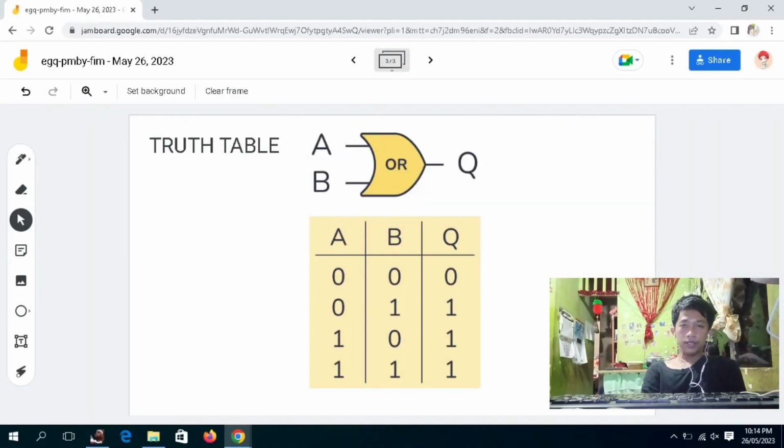So our last logic gate is called OR gate. OR gate takes two inputs and produces a single output. The output of an OR gate is 1 if at least one of its inputs is 1. The output is 0 only when both inputs are 0.